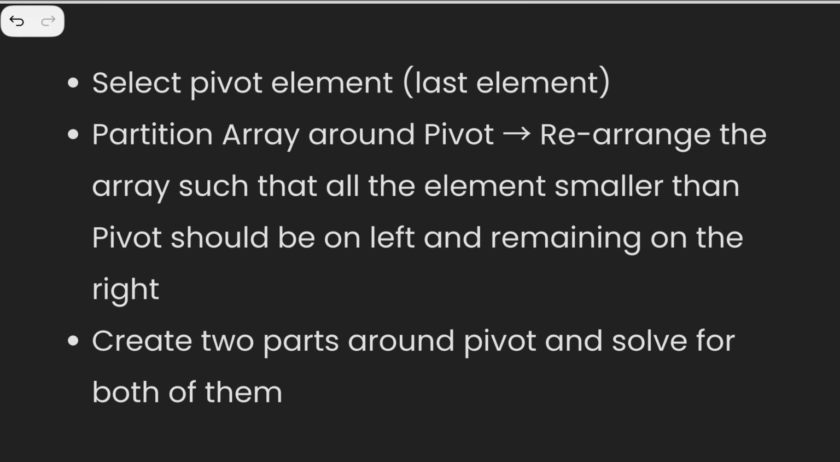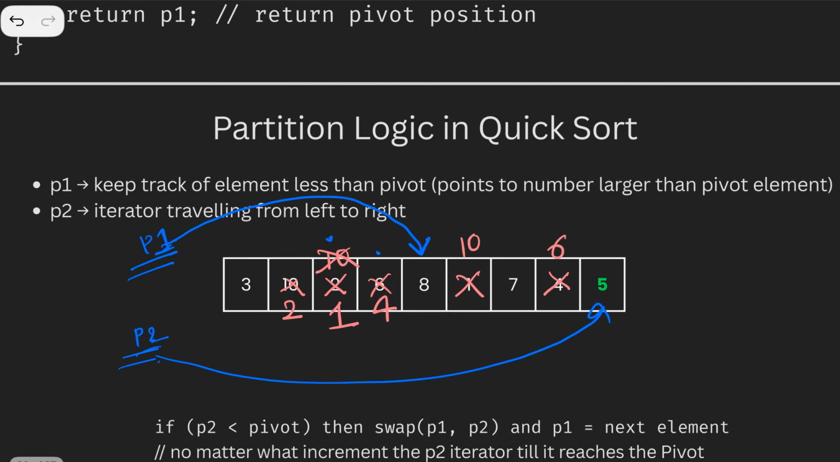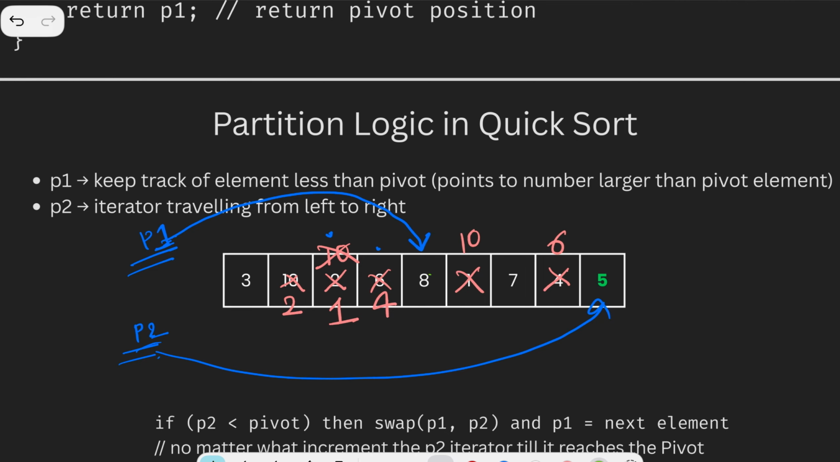And that's what partition array does. It rearranges the given array in such a way that all the elements smaller than our selected element will be to the left side of it and all the elements remaining will be to the right side of it. So at the end what will happen? We will have 5 here and we will have 8.